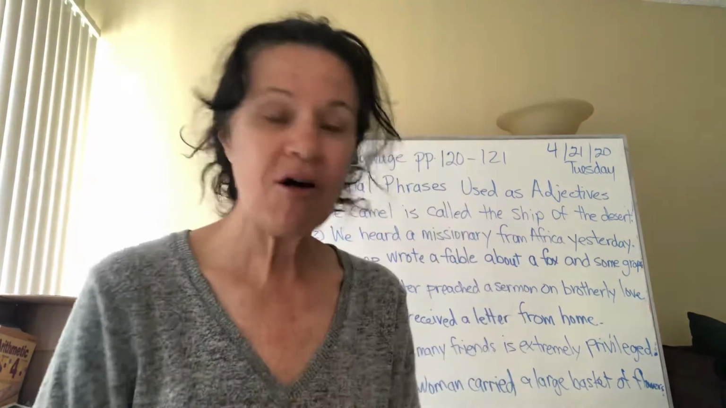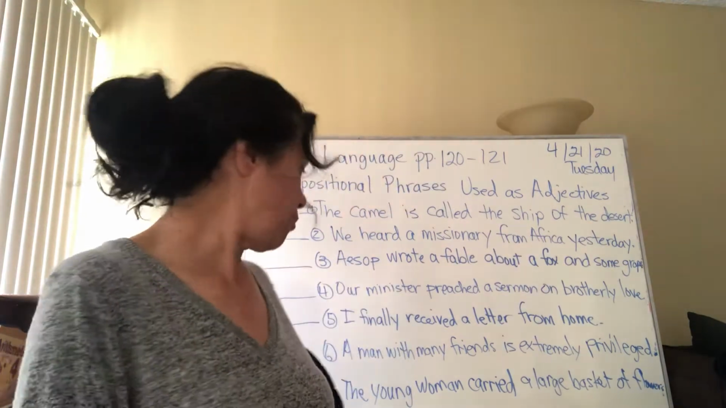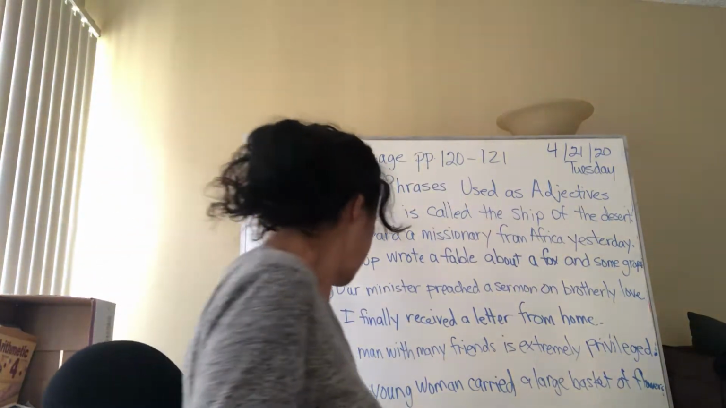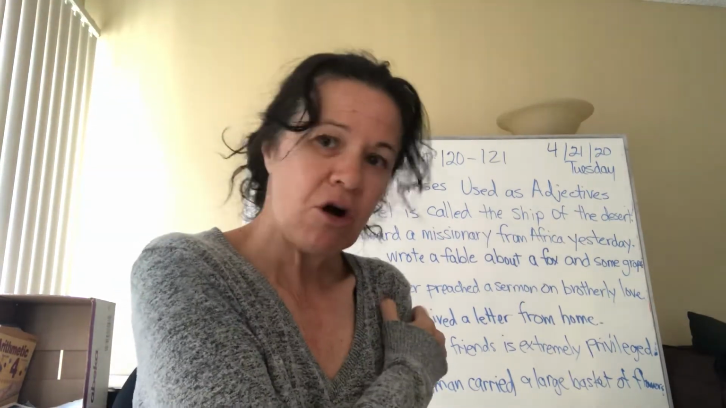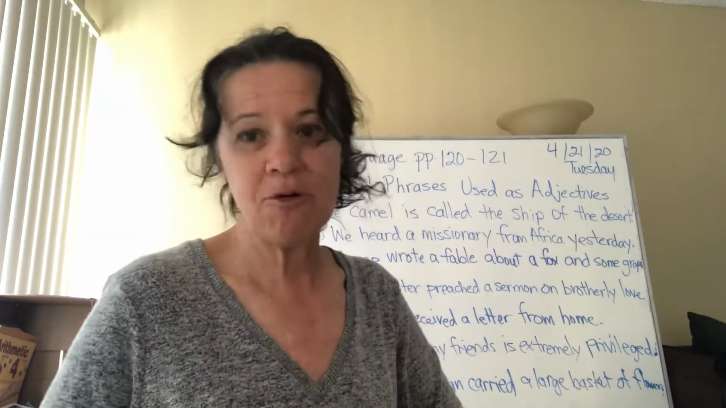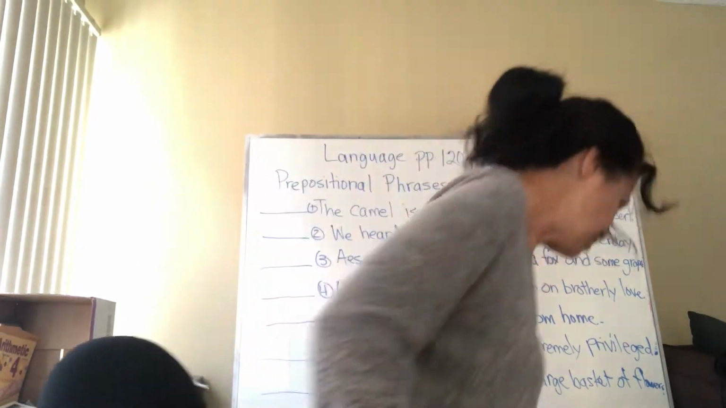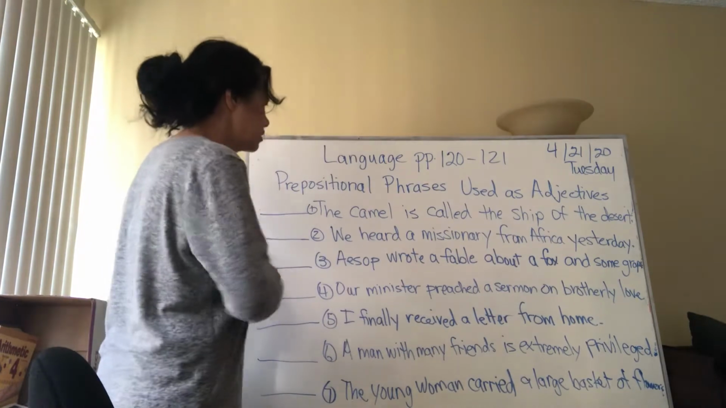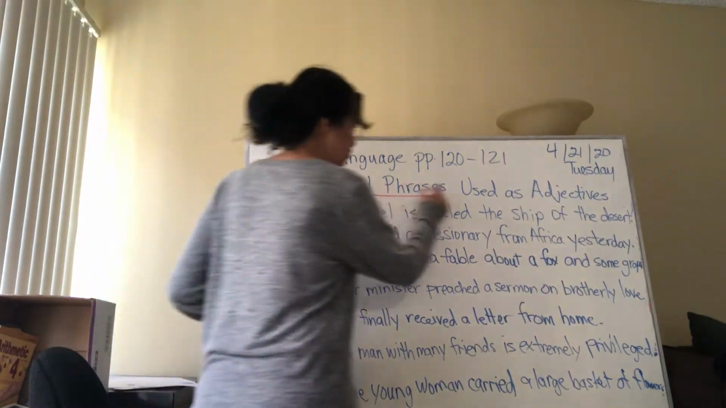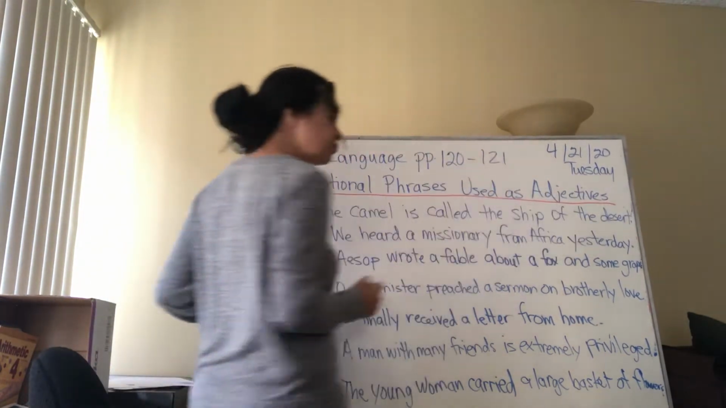So first of all, we need to find the prepositional phrases. I've put the first 7 on the board for you, okay? And we're going to find the prepositional phrases first. Now, you can go back and look on page 115 for the list of prepositions, all right? So we're here, prepositional phrases used as adjectives, page 121.